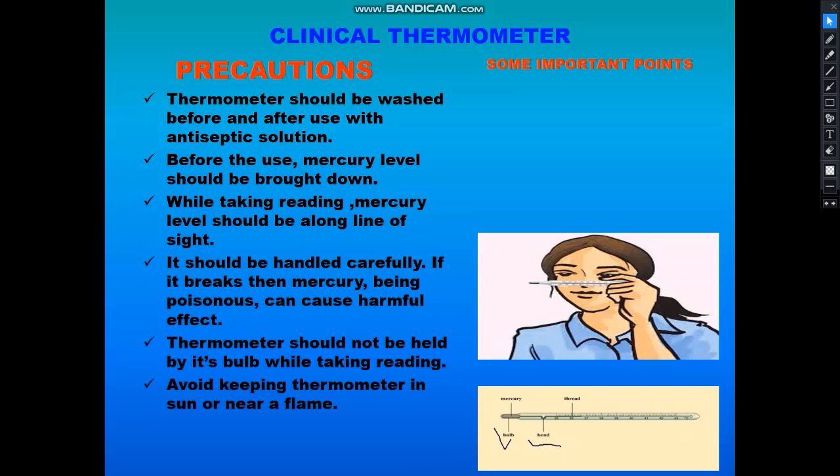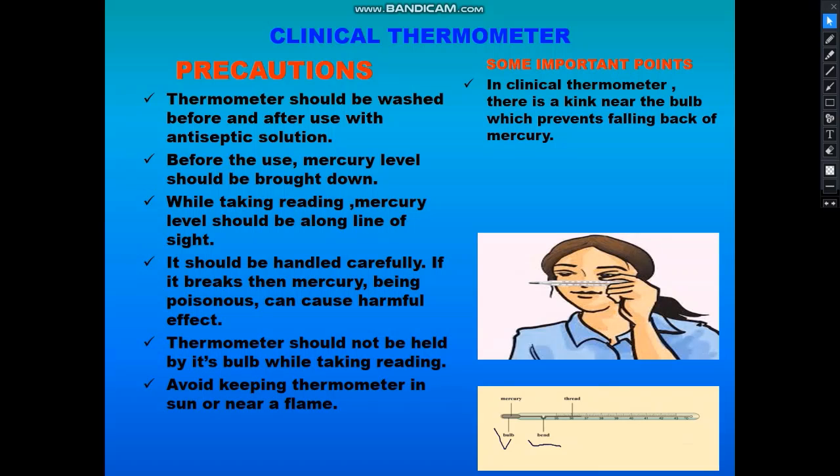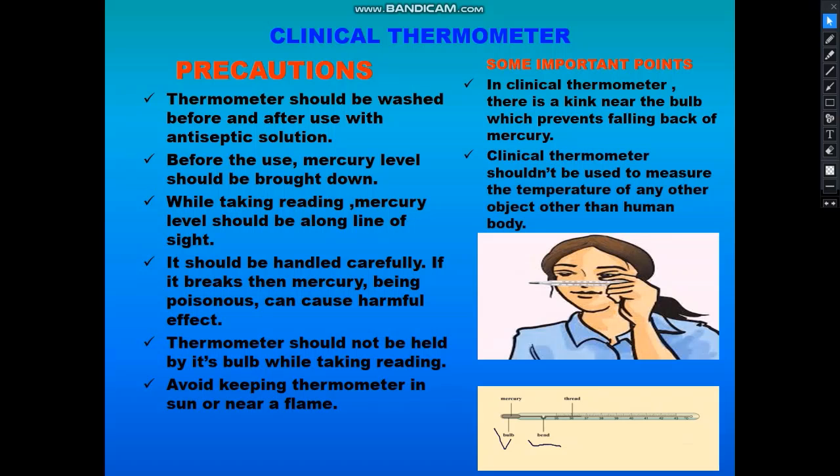Some more important points that you can note down. In a clinical thermometer, there is a kink near the bulb which prevents the falling back of mercury. We have already explained it in the diagram mentioned. Clinical thermometers should not be used to measure the temperature of any object other than the human body. So here, this was a complete idea about the clinical thermometer.